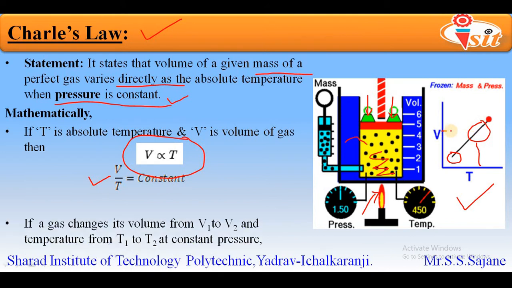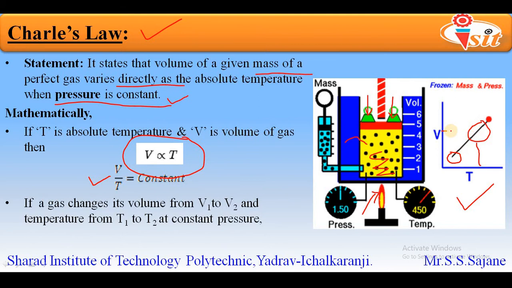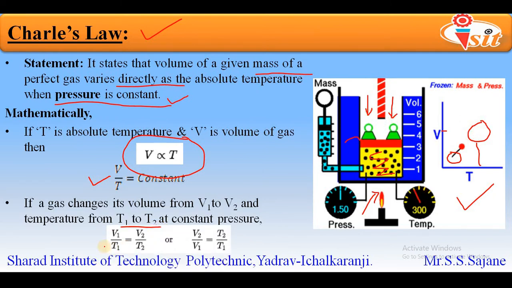Also, if we consider that a gas changes its volume from V1 to V2, and the pressure is constant, whereas the temperature is changing from T1 to T2, then we can write the equation mathematically as follows. Therefore, we will have V1/T1 = V2/T2, or we can also write V2/V1 = T2/T1. So this is the simple equation for this process which is shown in the animation. In the next slide, we will see what the applications of Charles law are.